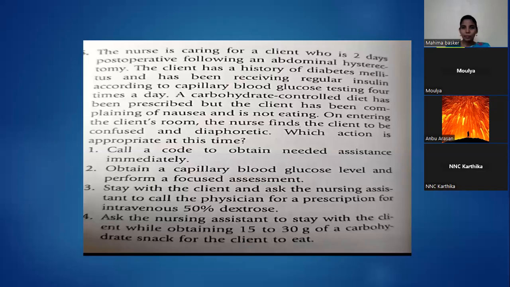So what will be the answer? Think about critical thinking, okay? Anybody? Okay, I'm just coming down to up. Why we are discussing the question is so that you can know how to answer the question. So that's why some questions I will be doing slowly, okay? So here the fourth answer: ask the nursing assistant to stay with the client while obtaining 15 to 30 gram of carbohydrate snacks for the client to eat.